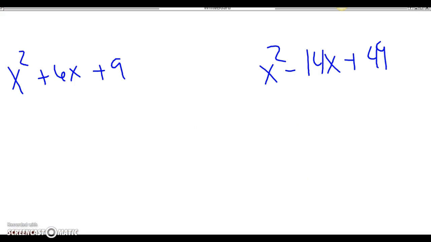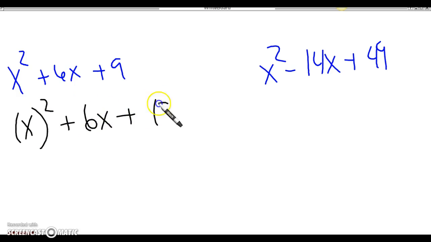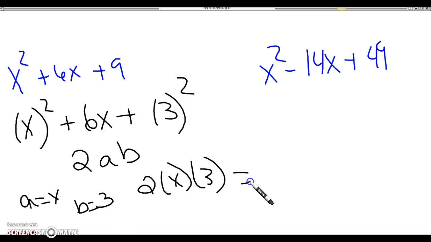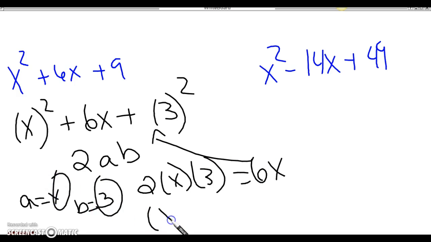So I have x squared plus 6x plus 9. And so I know that x squared plus 6x, and then the square root of 9 is 3 squared, correct? And I have a plus sign, so I'm looking for 2ab. Well, my a is equal to x, and my b is equal to 3. So if I plug that in, I have 2 times x times 3, and that gives me 6x. So it checks out, and so I can rewrite it.